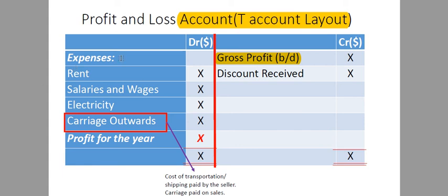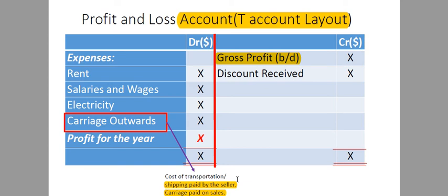This is again an example list. There can be any expenses. Here you have rent, salaries, electricity, and carriage outward. Carriage outward might be a new expense, which is to be linked to carriage inward, which we saw earlier. So carriage inward was the shipping on purchases, and this is the shipping on sales. So if as a seller you are paying the carriage, you would include it as your expense because the buyer is not paying it. If the buyer pays it, then he would record it as his carriage inward, you know.